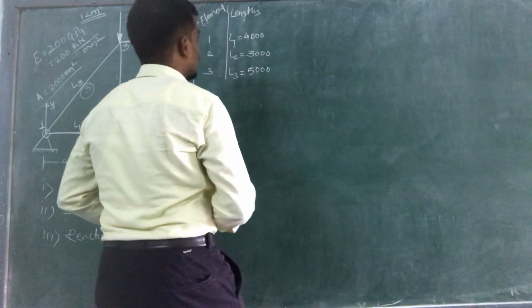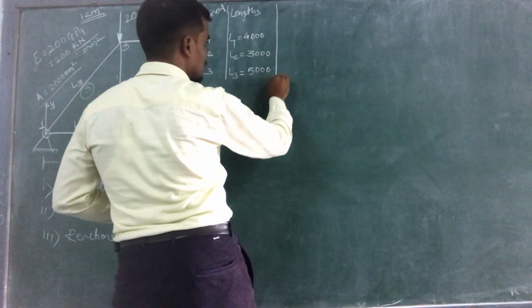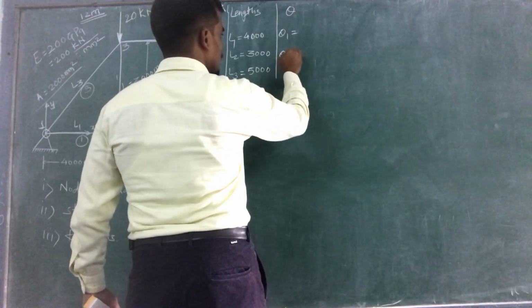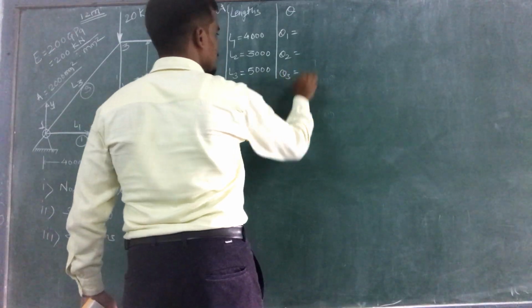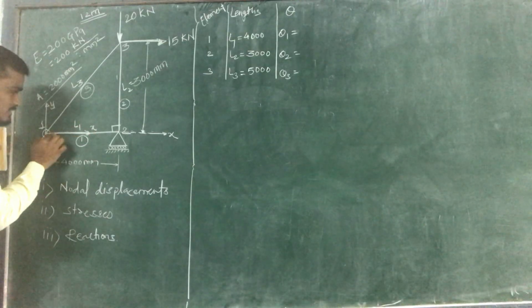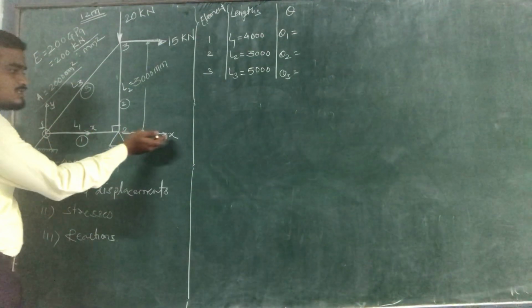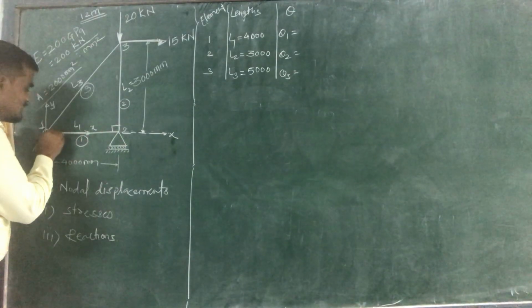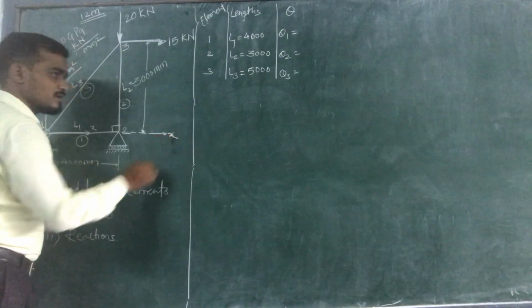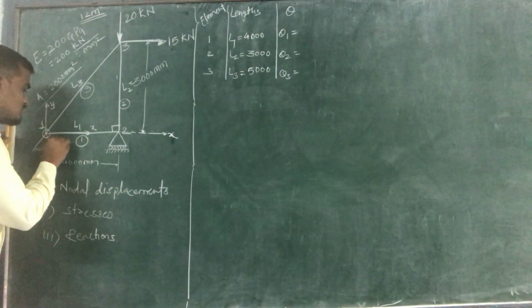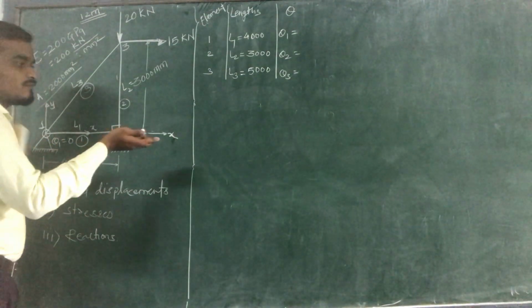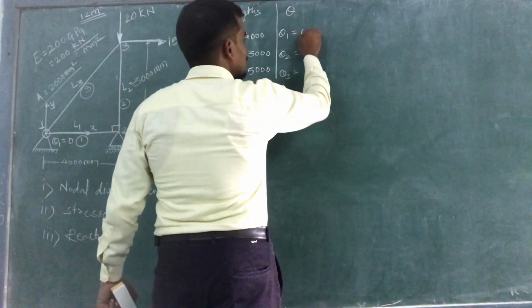Okay. Now next is what? Theta values. So next is inclination. So theta 1 is what? Theta 2 is what? And theta 3 is what? Okay. So for this element we need to find out theta 1 with respect to this reference axis x. This element is parallel to this x axis. So this theta 1 will become equal to 0 because it is parallel. It is making a 0 angle with this reference axis. So theta 1 is equal to 0.